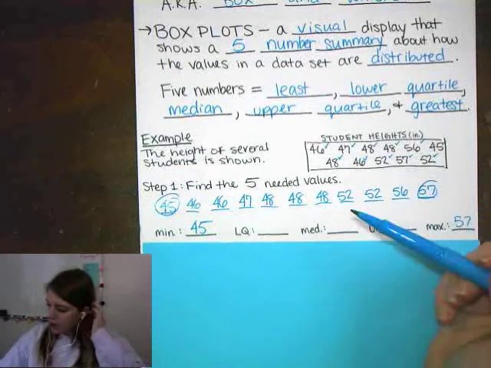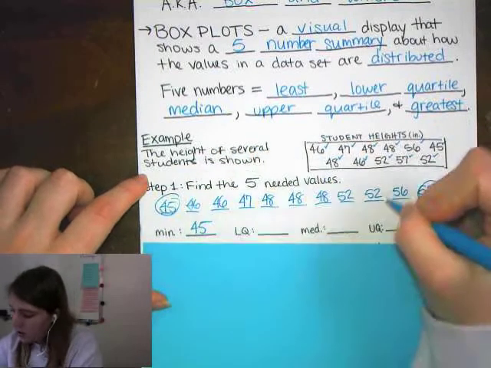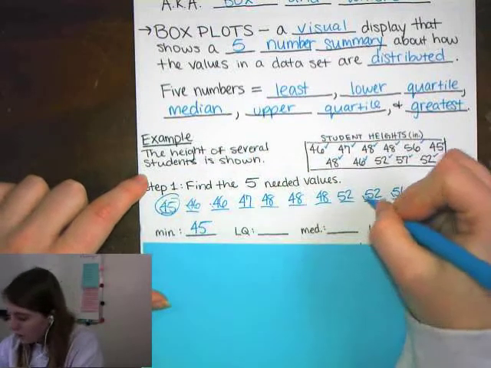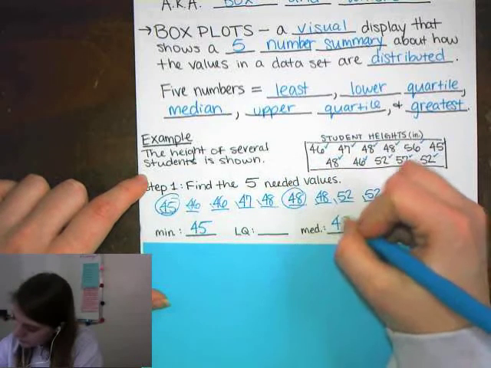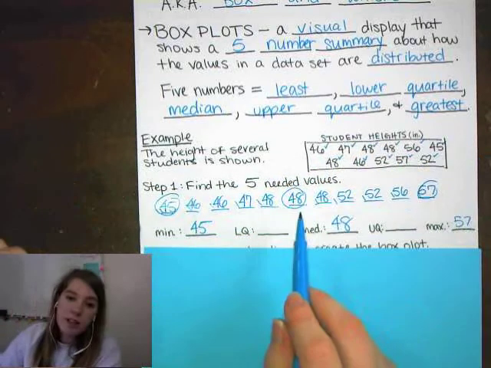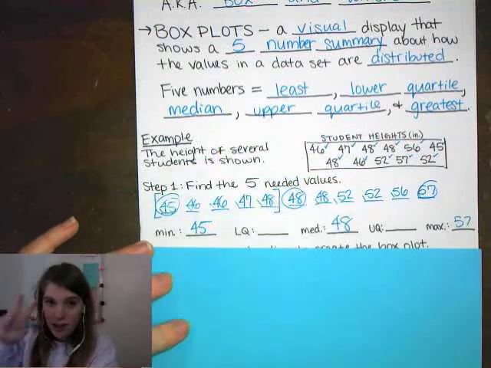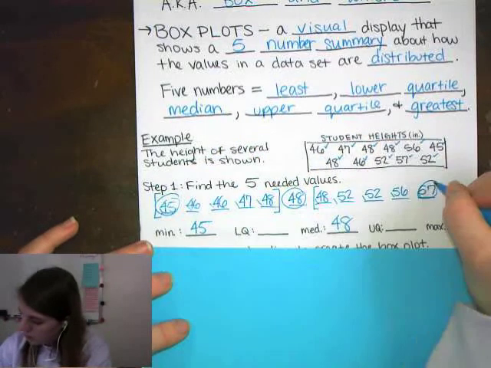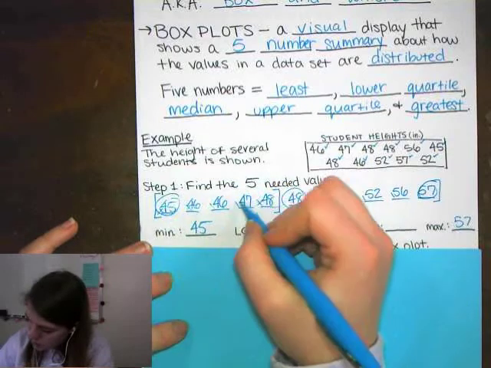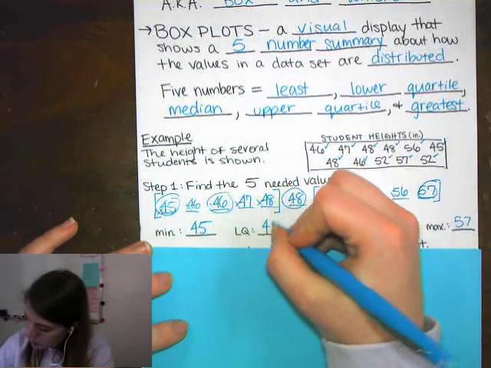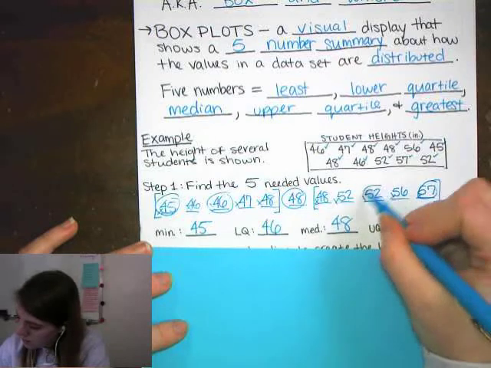Okay, we've got our median, so left, right. 48. Since we have one singular value, remember we're not going to include it in our halves of data when we find our lower and our upper quartiles. So left, right. There's going to be our lower quartile, and then left, right, left. There's our upper quartile.